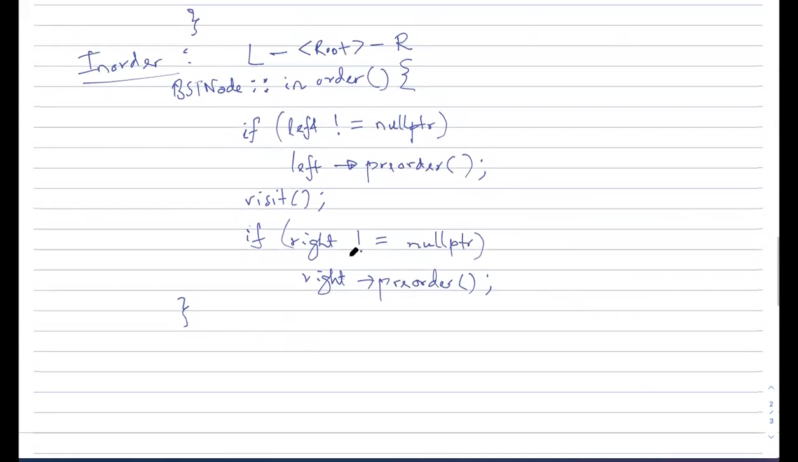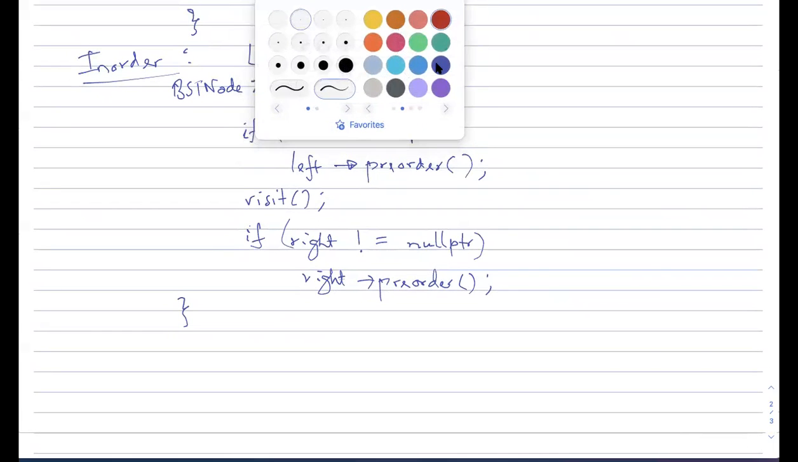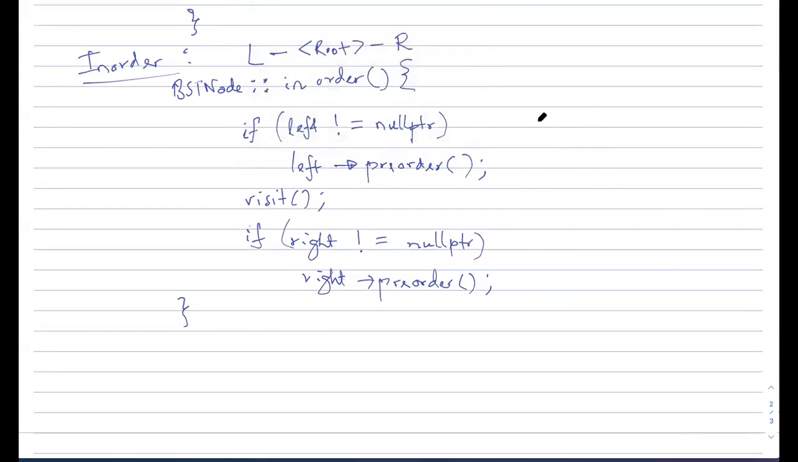Okay, but the most important message that we delivered just now is that the in order traversal of a binary search tree is very special. So in order traversal of a binary search tree visits nodes in sorted order.